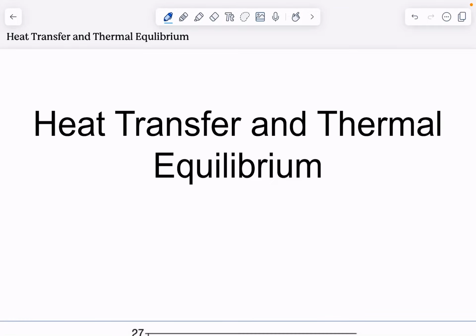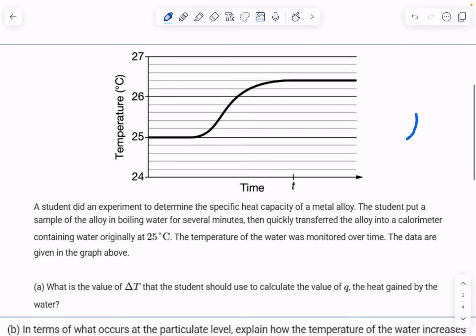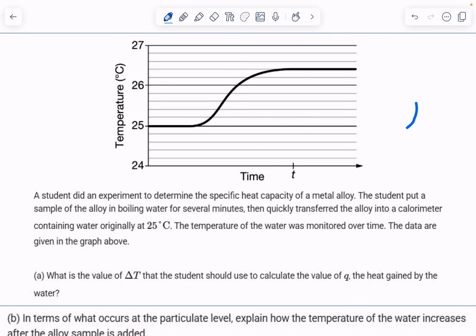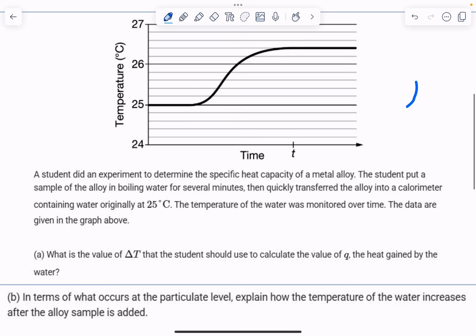All right, guys, in this video, we're going to be looking at a free response three-part question for heat transfer and thermal equilibrium. So we get this graph, and it shows temperature versus time. The student did an experiment to determine the specific heat capacity of a metal alloy. The student put a sample of the alloy in boiling water for several minutes, then quickly transferred the alloy into a calorimeter containing water originally at 25 degrees Celsius. The temperature of the water was monitored over time. The data are given in the graph above.